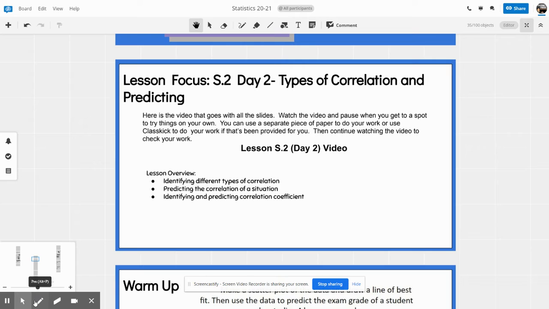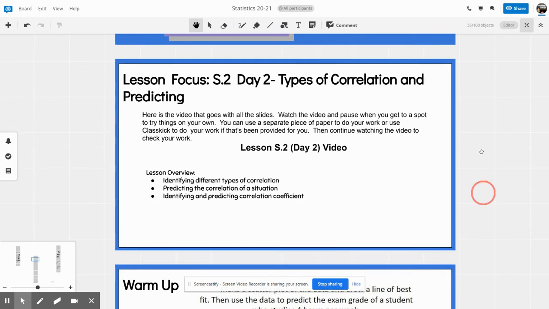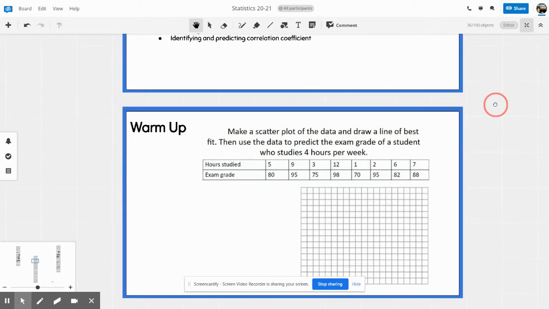Today, we are moving on to types of correlation and predicting them. So make sure you have a piece of paper to follow along on notes or ClassKick if that's been provided for you. We are going to be identifying the different types of correlation, predicting the correlation of a situation, identifying and predicting the correlation coefficient. So we'll get into that in a second.